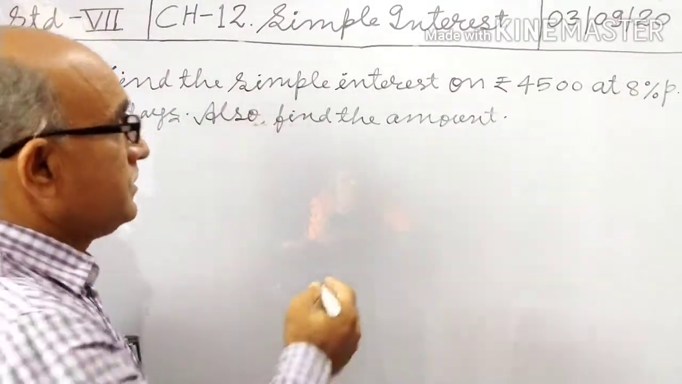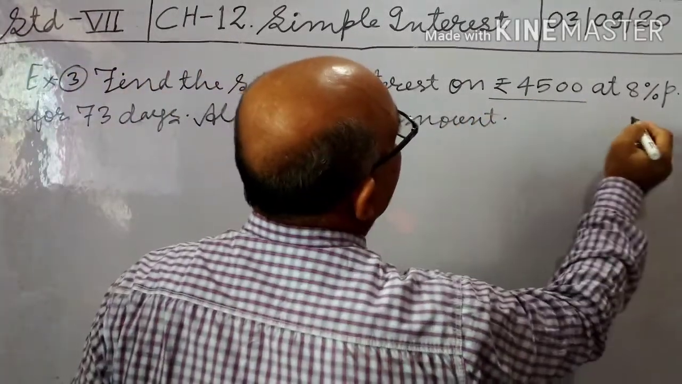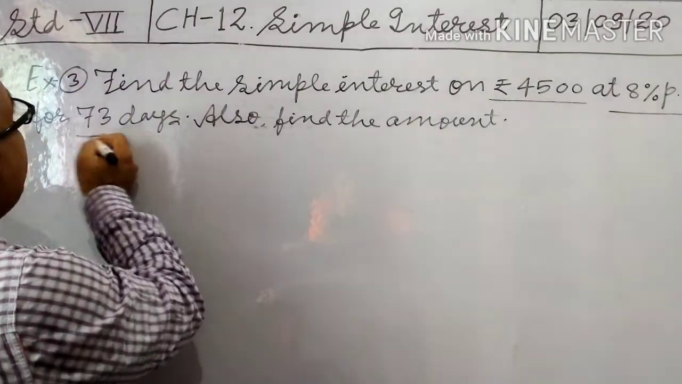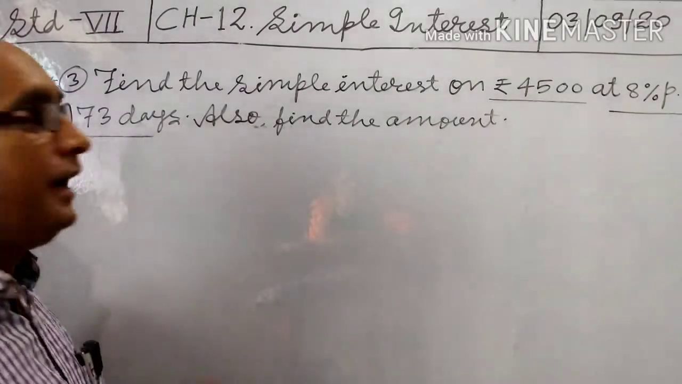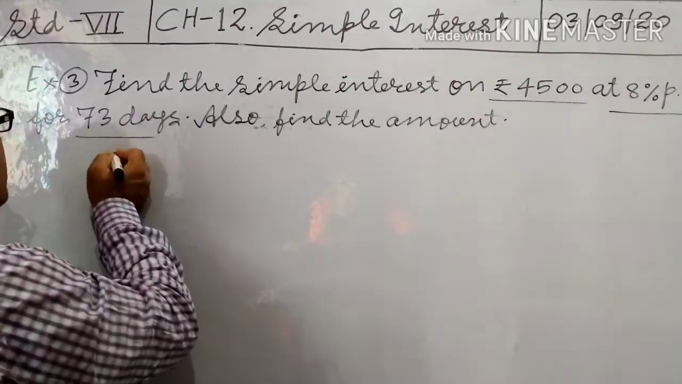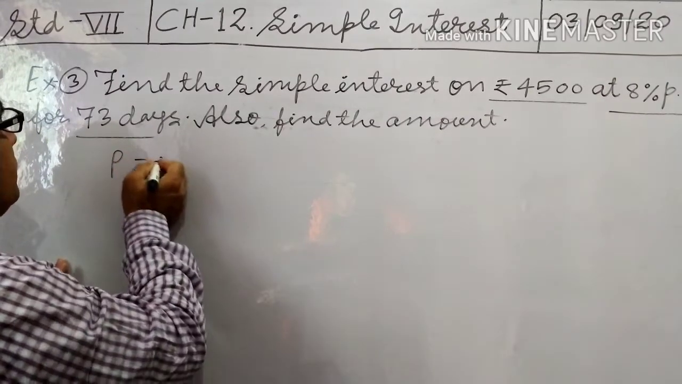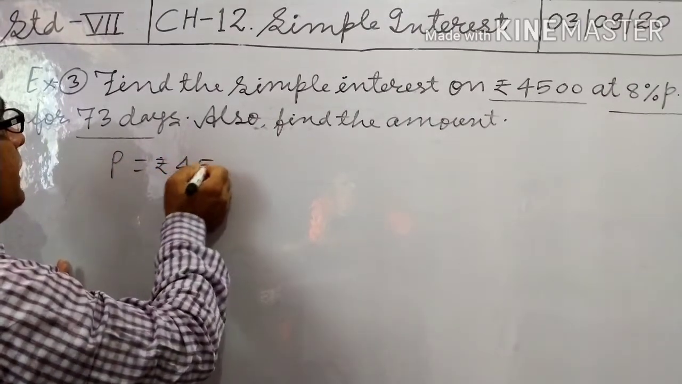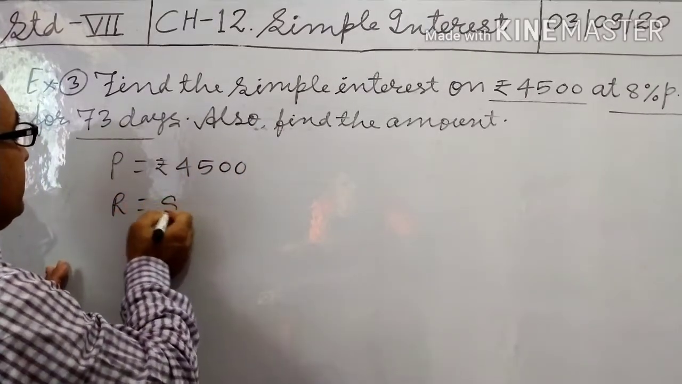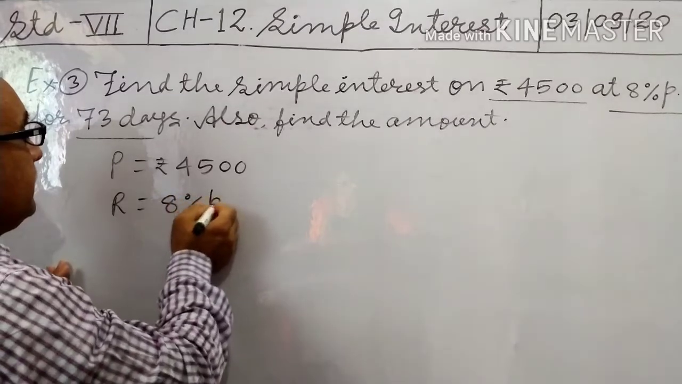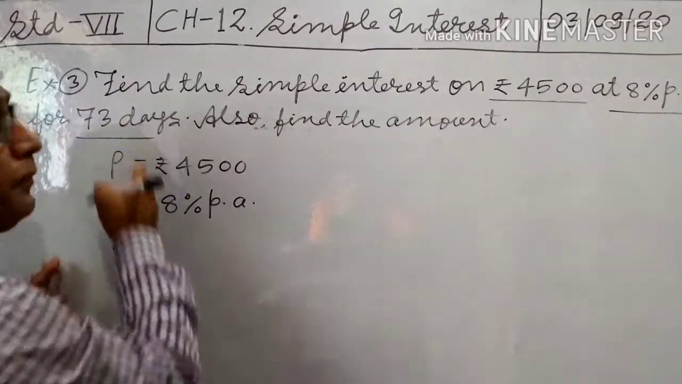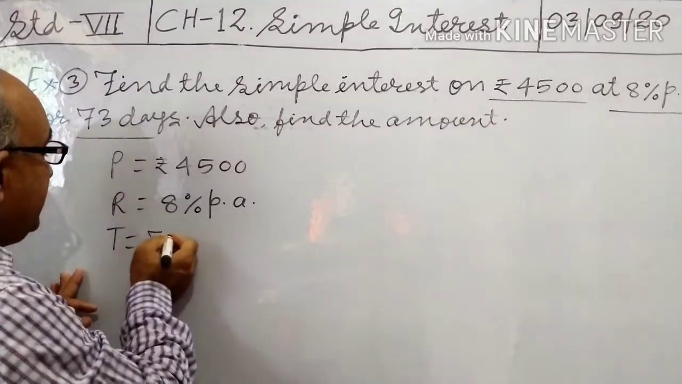Students, next question is example 3. Find the simple interest on rupees 4,500 at 8% per annum for 73 days. Also find the amount. First of all, write what is given. Principal equal to rupees 4,500. 8% is the rate, 8% per annum. Time T is in the form of days, 73 days.